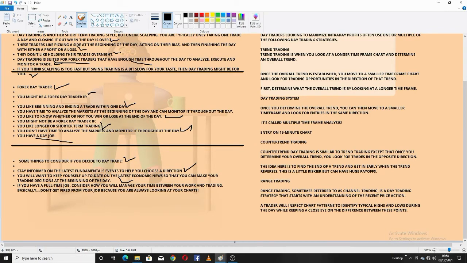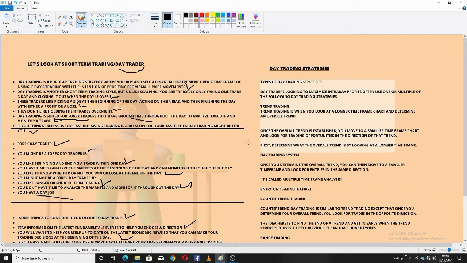If you have a full-time job, consider how you will manage your time between your work and your trading. Basically, do not get fired from a job because you're always looking at the chart. So if you have a full-time job, day trading might not be suitable for you because you have to work and you also have to analyze, you also have to execute trades. So it might not be suitable for you. It might not be a good trading style for you.